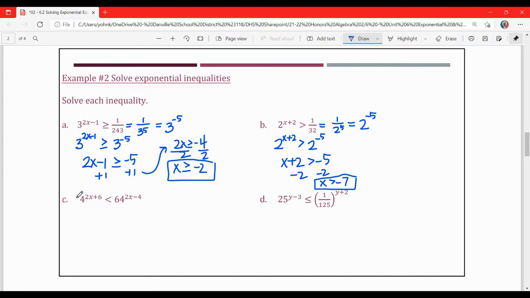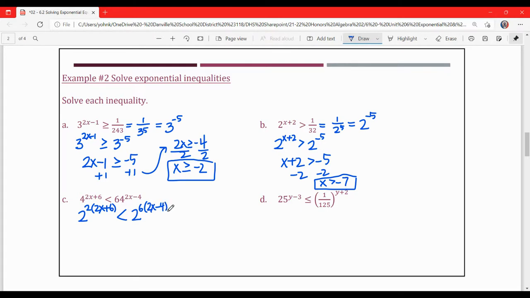If I look at letter C, the bases are 4 and 64. I can do powers of 2. I could also do powers of 4 if I wanted to, but 2s are simpler. So I can replace 4 with 2 squared, and I still have the 2x plus 6 is less than 64, which is 2 to the 6th power, and I still have 2x minus 4.